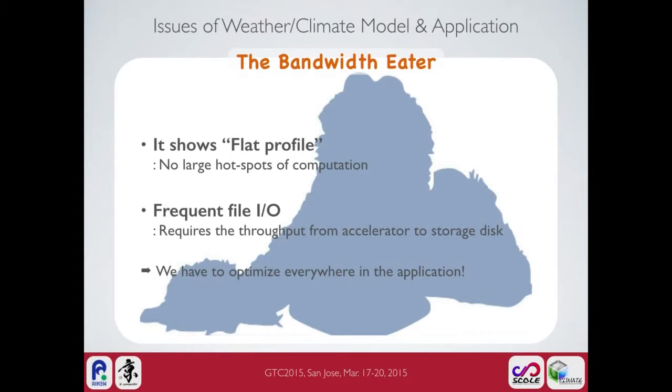The weather climate model shows a flat profile. Flat profile means that there are no large hotspots of computation. And a notable feature of our model is frequent file I/O. It requires throughput from the accelerator to the storage disk. So we have to optimize everywhere in the application. If we use the GPU, we have to change all of the application like this.